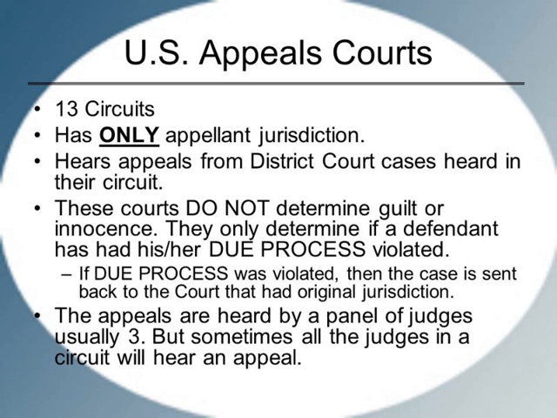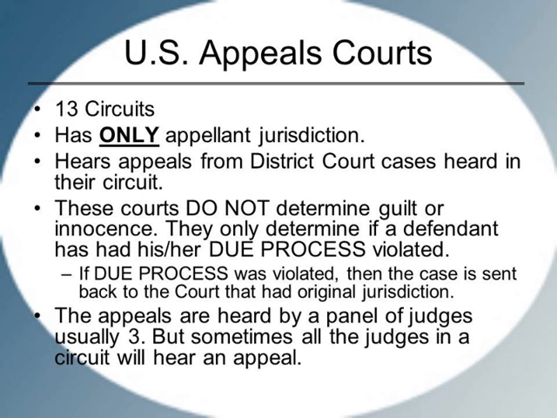So understand that when you make an appeal from the district court to the appeals court, you're not necessarily appealing your guilt or innocence. You're appealing the process by which you were found guilty. And if the process by which you were found guilty is flawed, according to the appeals court, then you're given a new trial. It goes back to the district court, and there'll be a brand new trial.